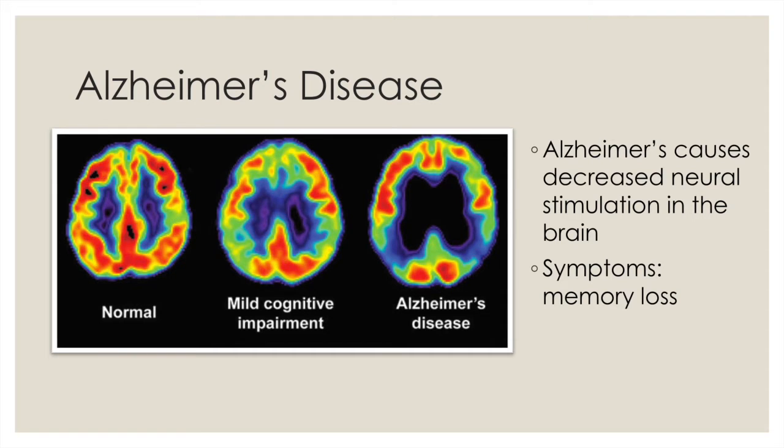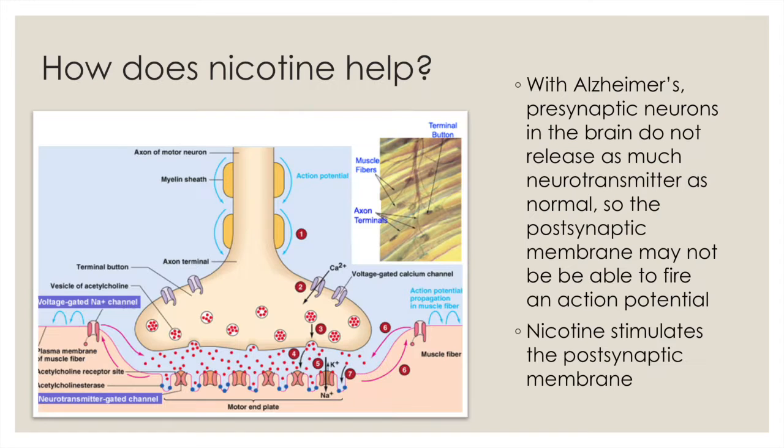This causes the common symptoms of Alzheimer's, such as memory loss. In therapeutic doses, administering nicotine to the patient increases depolarization of the membrane, as you can see here. So if we add some nicotine in here, this nicotine will bind to these receptors and increase the stimulation of this membrane right here. So in therapeutic doses, administering nicotine to the patient can help that membrane reach threshold and fire an action potential.